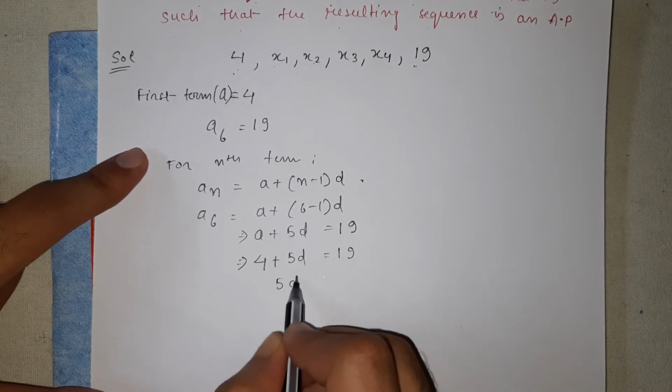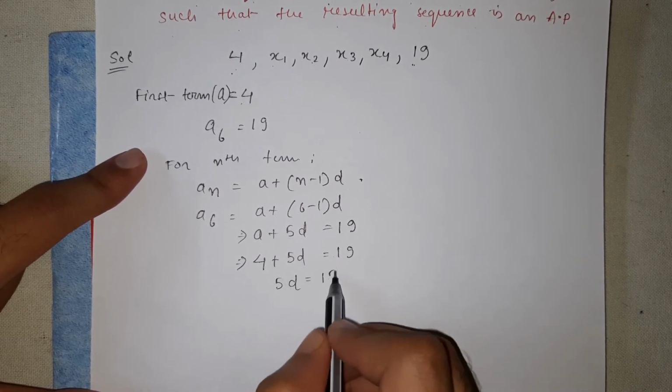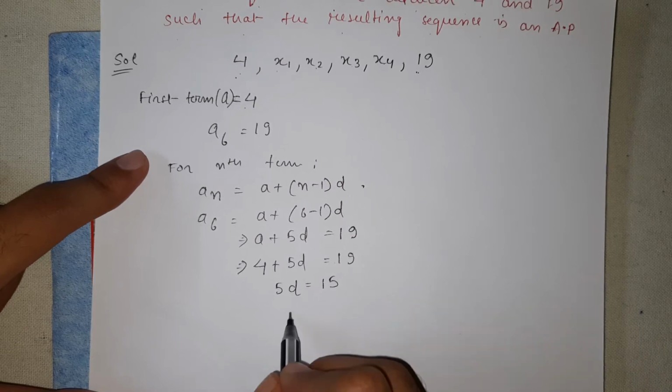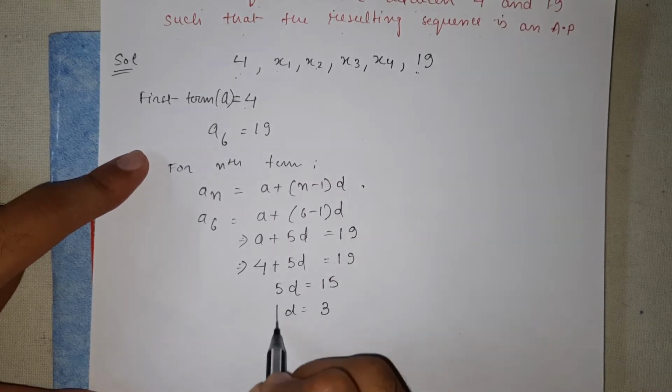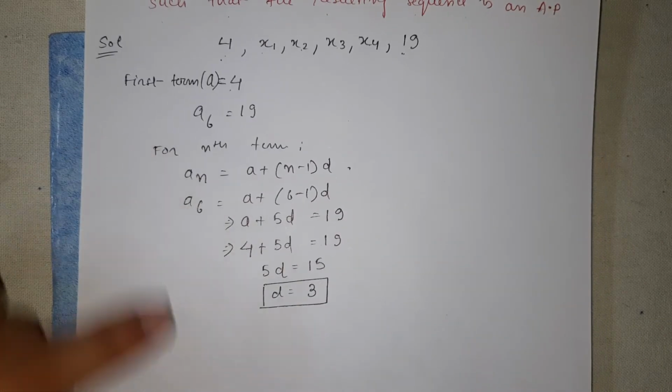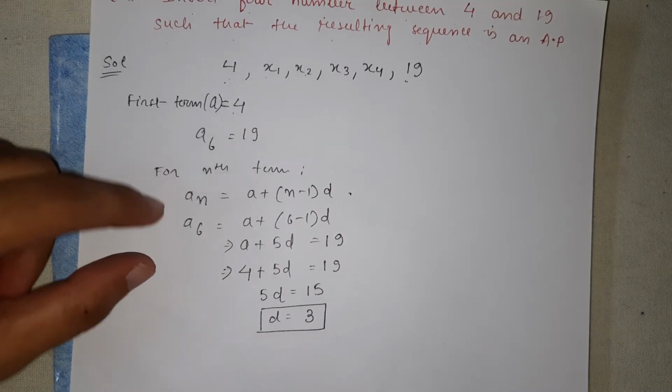Now from here, d will be 19 minus 4, that is 15, divided by 5, that is 3. So we have got d equals 3 from this equation of a6.